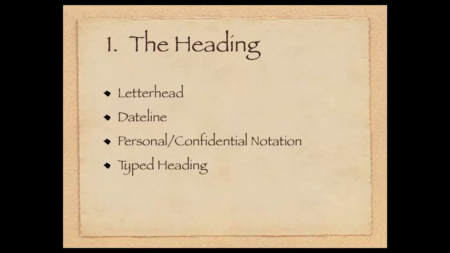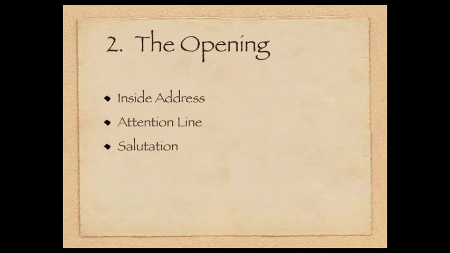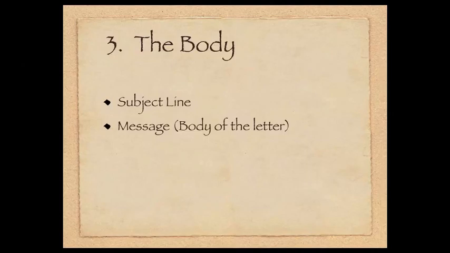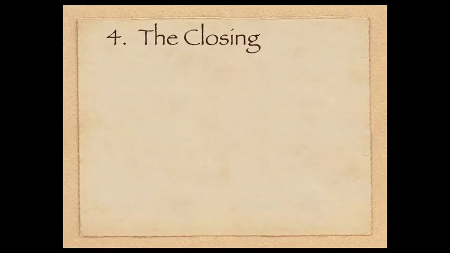The second part of our letter is called the opening. The opening contains the inside address, the attention line, and the salutation. The third part is called the body, which consists of the subject line and your actual message, or the body of the letter. And part number 4 is called the closing.